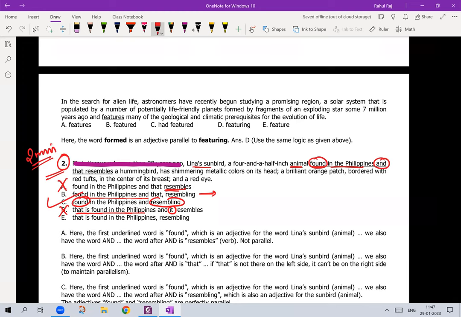When you come down to E, it says that is found in Philippines and comma resembling. What is the sentence giving you the meaning? This is a disaster meaning. It says that because it was found in Philippines, that's the reason it is resembling like a hummingbird. It goes back to the entire clause. Even if it is found in India, it will resemble like a hummingbird. Even if it is found in America, it will resemble like a hummingbird. And the same logic goes for B. So C is the right answer. Agreed? So you have to understand these things very well.